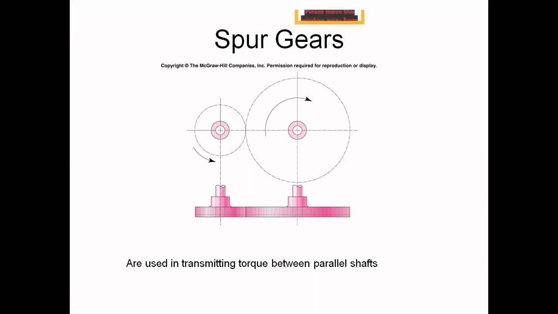There is only one pair of gears here. If a number of gears are there, that is known as the gear train. There is a simple gear train, compound gear train, reverted gear train, epicyclic gear train.